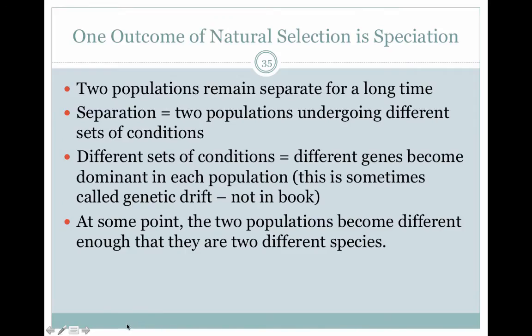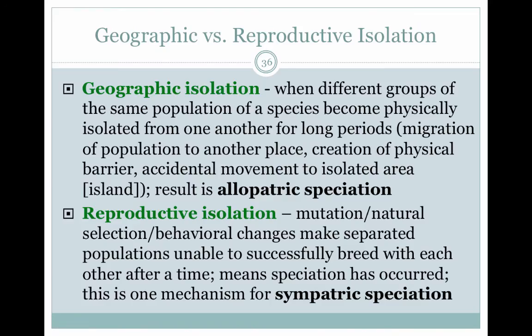All right, differentiate between allopatric and sympatric speciation. Okay, usually when you have disruptive selection, where you have different traits that are found equally, what happens if those populations of the same species get separated for a while? You have in each of those different locations different sets of conditions. So that means that different genes become dominant in each population. This is called genetic drift. It's not in your book. We'll discuss it a little bit later in class and also in the supplemental video. At some point, the two populations become different enough that they are two different species. So they essentially drift away from each other.